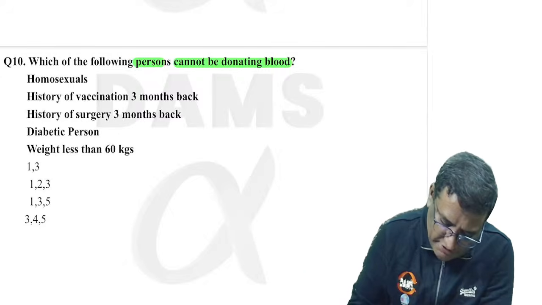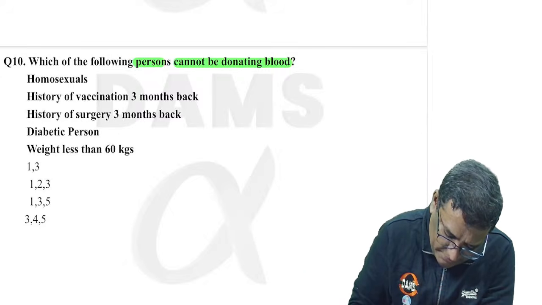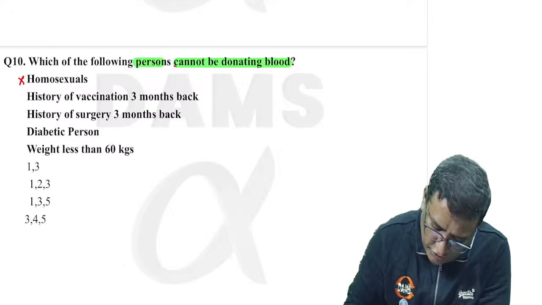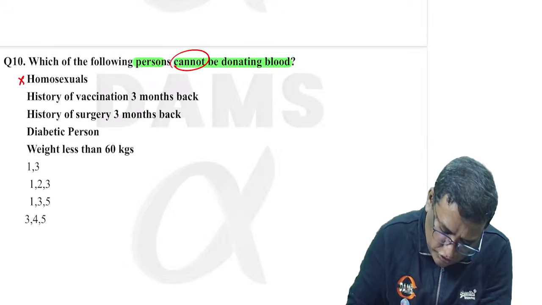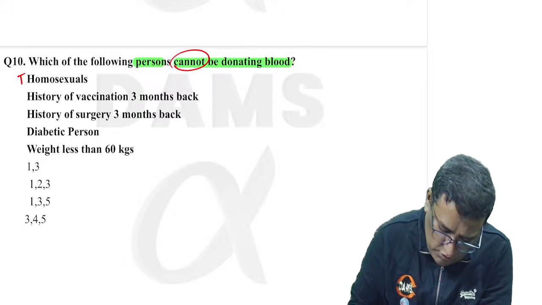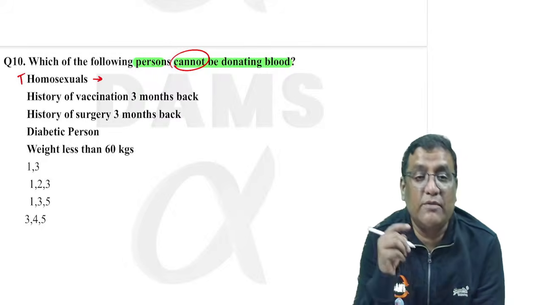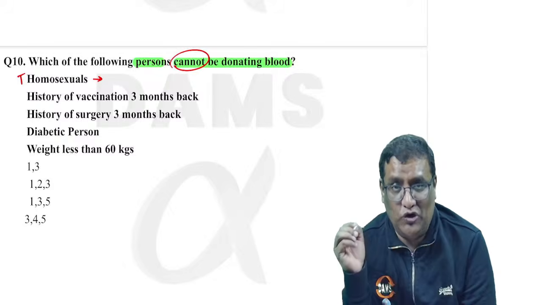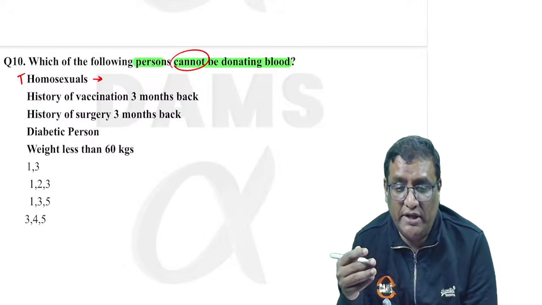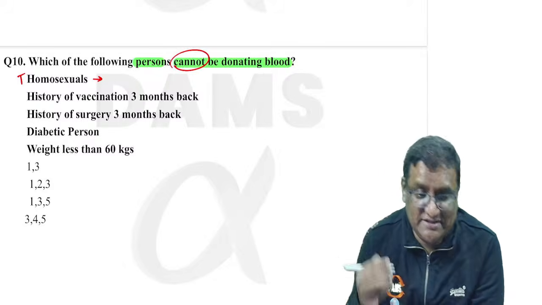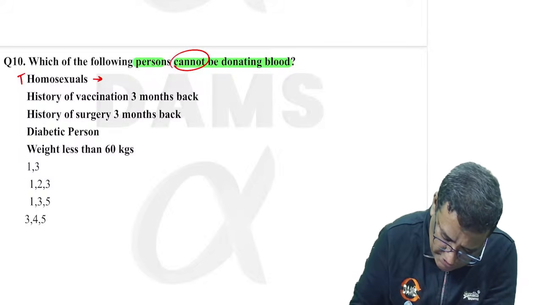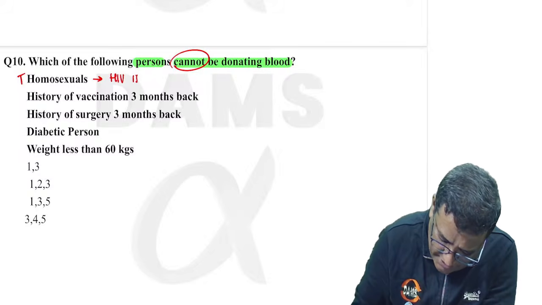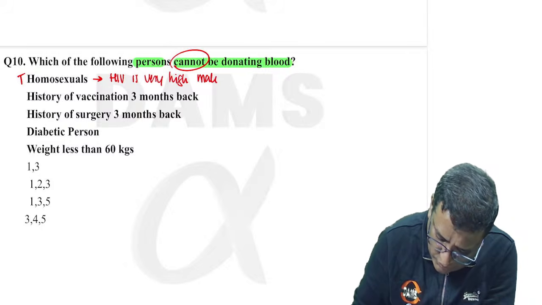Okay, homosexuals cannot donate blood. Why can they not donate? Which of the following cannot donate, right? So yes, they cannot donate. This is a true statement. Especially male homosexuals cannot donate, because in male homosexuality HIV incidence is very high. So HIV is very high in male homosexuals. That is why we do not allow them to donate.